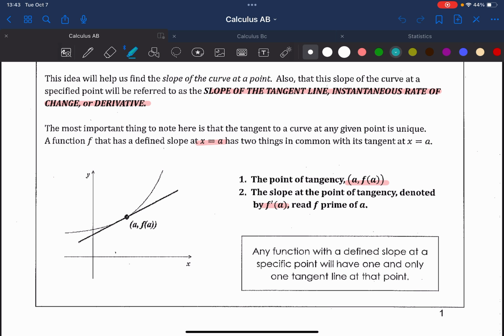We say that the point of tangency C is a comma f of a. I want you to think of this as x comma y. And the slope at the point of tangency C is denoted by f prime of a. So this is the slope, m.